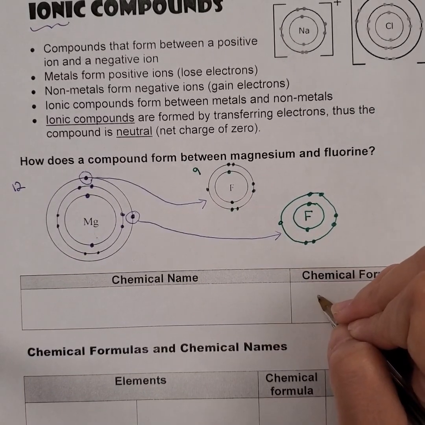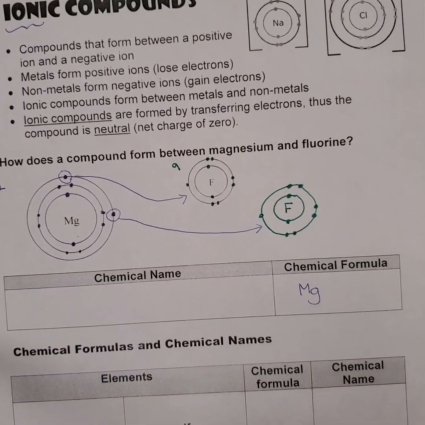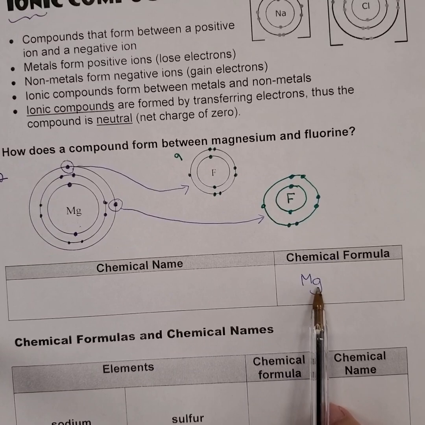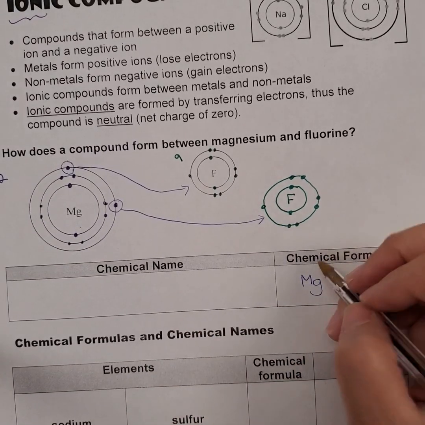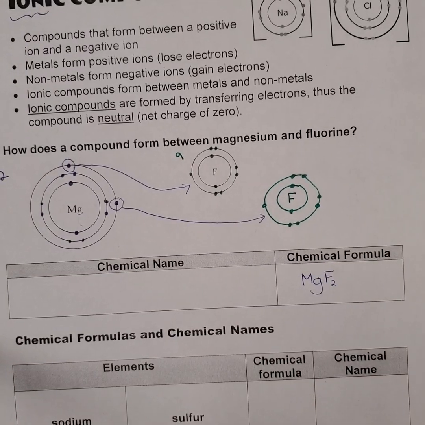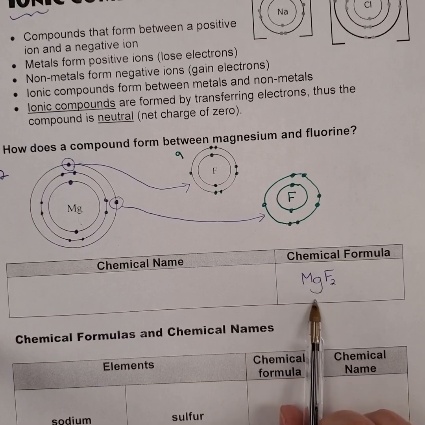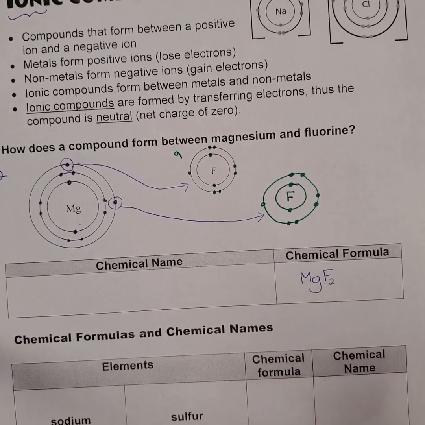My chemical formula describes the quantity of each element. I have 1 magnesium, so I write Mg, but I have 2 fluorines. To show that I have 2 fluorines, I use a little number 2. This is called a subscript. This tells me that this compound contains 1 magnesium atom and 2 fluorine atoms.